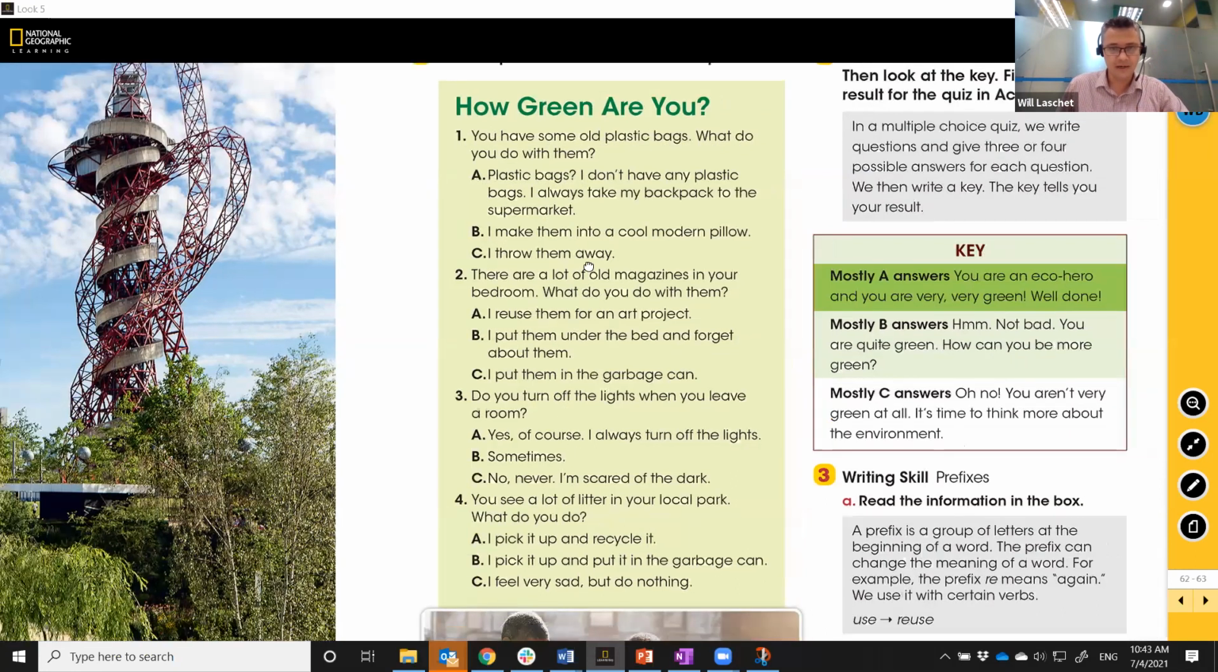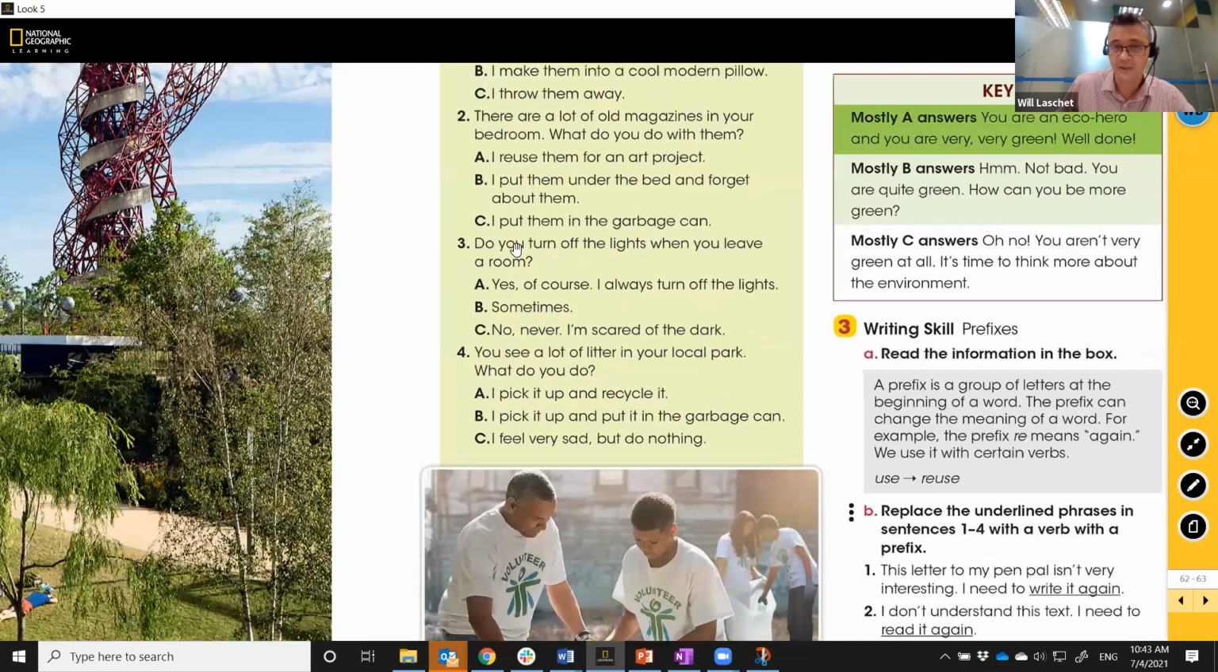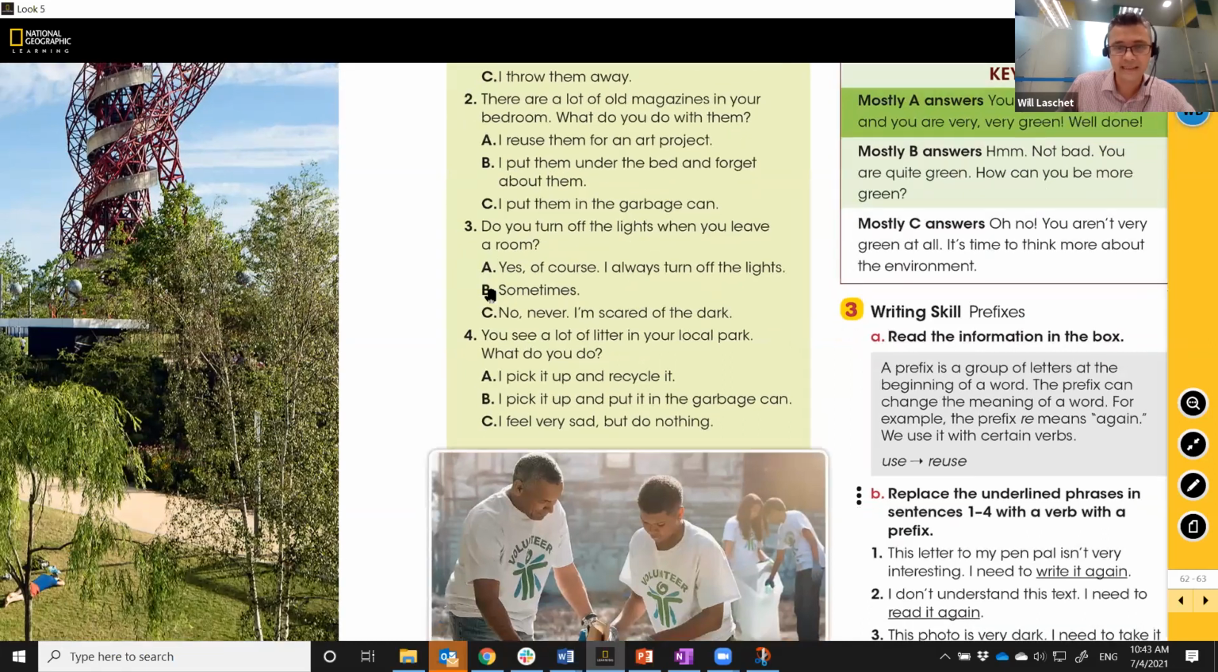If we go down and have a look at question number 3, here we've just got a yes, no question. Do you turn off the lights when you leave a room? We've got 3 options: yes, no, and sometimes. Another way we could phrase this question is how often do you? And we could have always, sometimes, and never. So basically we have 2 kinds of questions. The first one, we give a situation, and then we give 3 choices. The second one is a yes, no question.